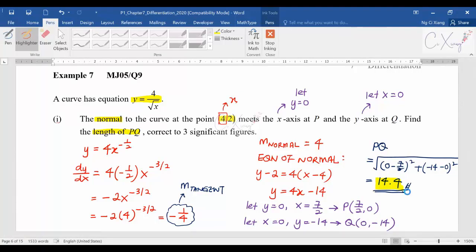Alright, so these are a few examples to show you how we use differentiation to relate to the gradient of tangent and gradient of normal. If you want to get more familiar with this kind of question, please have a look and try the partial question. Then you will learn more from that.